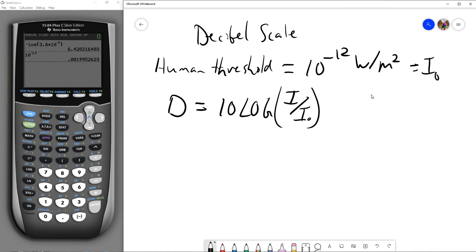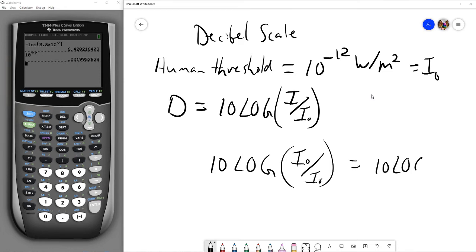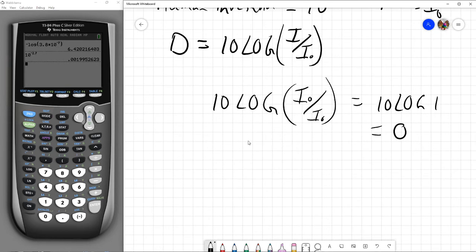One thing to note is by selecting our I naught to be this value, if you want to figure out the loudness of the human threshold of hearing, if you were to plug that in, you get 10 log of 1, which we know is just going to be 0. Log, doesn't matter what base of log is, log of 1 is 0. And it should make sense that this is 0, right? Since this is our threshold for how loud a sound is. So that's one interesting note about our equation.